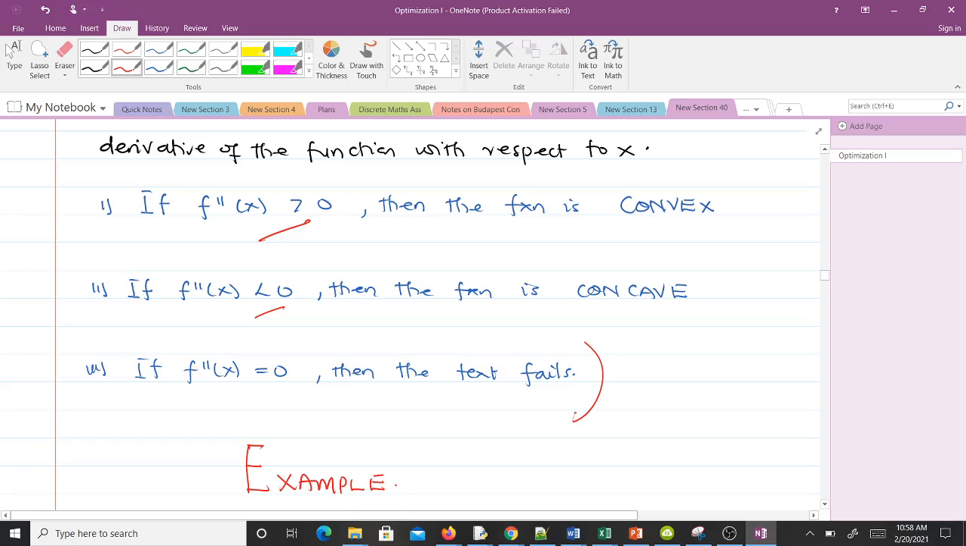In some books, you might see greater than or equal to zero, less than or equal to zero. Most of the time, if it is greater than or equal to zero, we say it is convex. Less than or equal to zero, we say it is concave. If it is strictly greater than zero, we say it is strictly convex. And if it is less than zero, we say it is strictly concave.